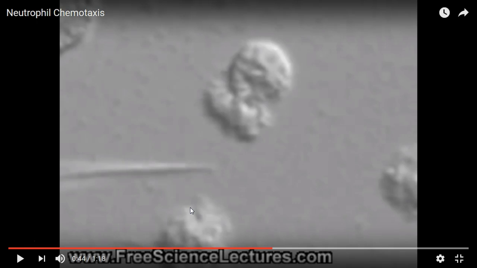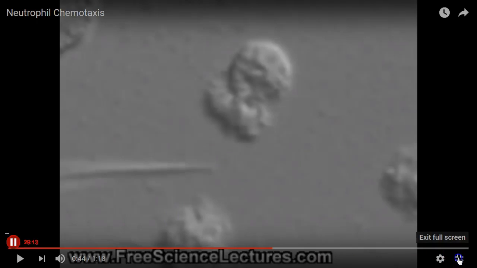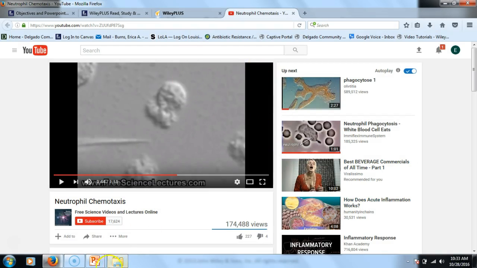Now, what these aren't showing is what happens internally, right? So we saw that bacteria end up inside that cell. But what are we doing with it in there, right? And that's the rest of the process of phagocytosis.